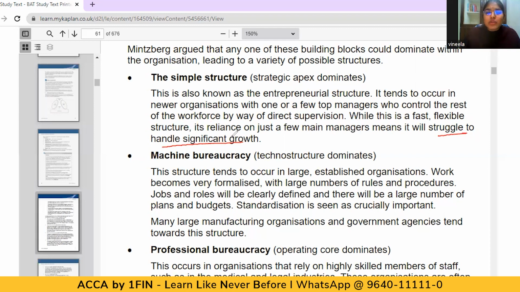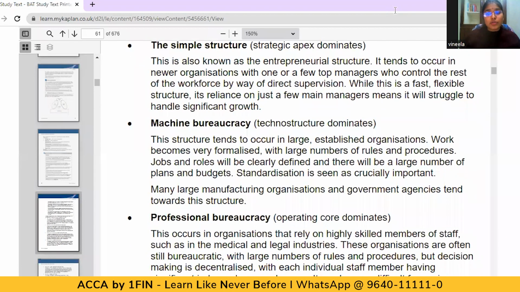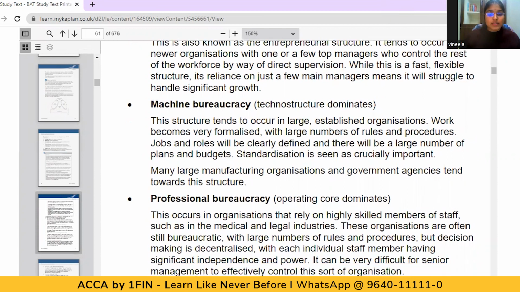At that time, generally what they will do is try to expand their organization from an entrepreneurial type of structure to either a divisional structure or a departmental structure, when the organization's growth actually happens. So if you move to the second structure, make sure the first one is the simple structure, which is dominated by the strategic apex, and it will have a few top managers. It generally will be a new organization, and the decisions will be fast and flexible. And these organizations will handle significant growth, but it will go through some struggles while handling it.